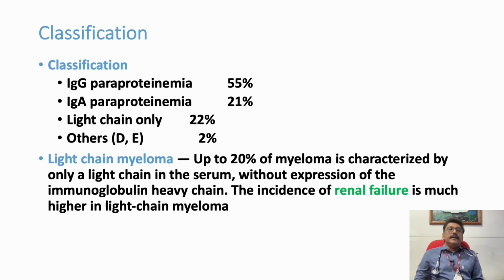Heavy chain disease is again subclassified as IgG paraproteinemia, IgA paraproteinemia, light chain only, and other D and E chain disorders. Light chain myeloma: up to 20% of myeloma is characterized by only light chain in the serum without expression of the immunoglobulin heavy chain. So in light chain disorder, only light chains are increased. They have a peculiarity that they have a high incidence of renal failure compared to other types of multiple myeloma.